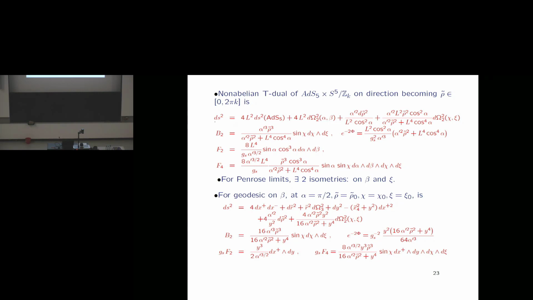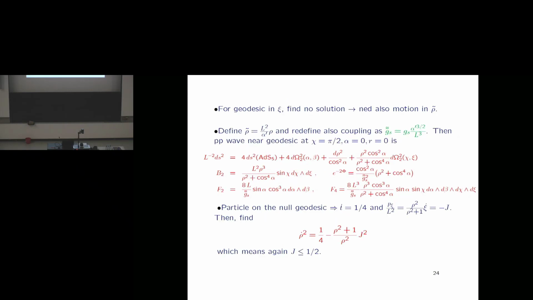Similarly, we can treat the non-abelian T-dual case. Non-abelian T-duality roughly means a T-duality in three directions at once, the three directions being rotated by an SU(2). One can consider in principle also other groups, but the standard example is SU(2). And so by doing this non-abelian T-duality, we obtain this background, which has two isometries now, beta and psi, and we can find the Penrose limit for motion in both of them. So for one, we find this PP wave. And for the other one, we don't find any solution at all.